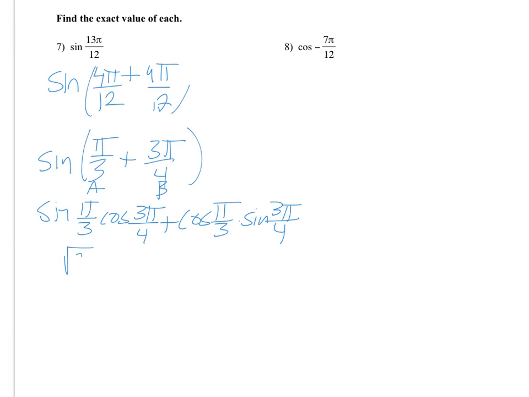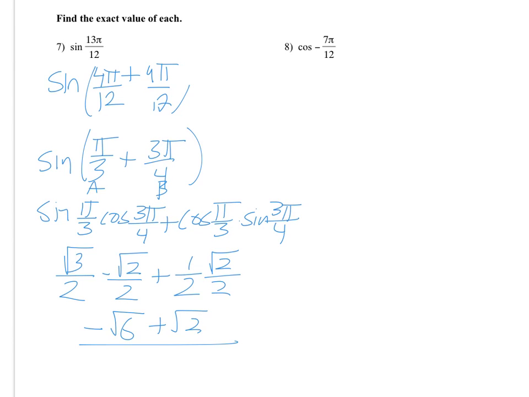Sine of pi over 3 is root 3 over 2. Cosine of 3 pi over 4 is negative root 2 over 2. Cosine of pi over 3 is a half. Sine of 3 pi over 4 is root 2 over 2. That gives us a final answer of negative square root of 6 plus the square root of 2, all over 4.